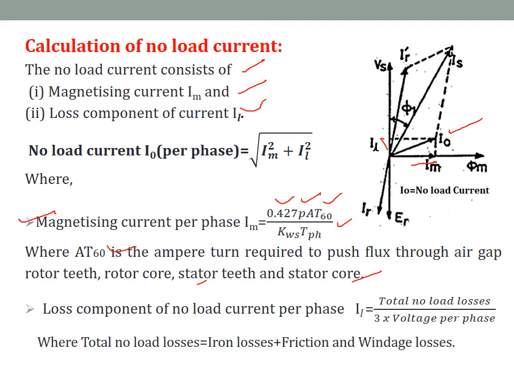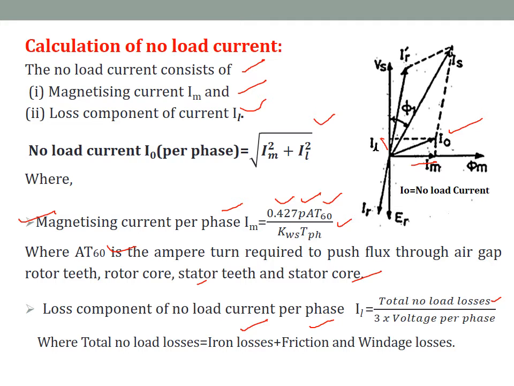Now the second, the loss component of the no load current, IL, is equal to the total no load losses divided by 3 into voltage per phase, because we are calculating the loss component per phase. The total no load losses for all 3 phases is equal to iron losses plus friction and windage losses. Once Im and IL are found, substitute here and you can get the no load current I naught.